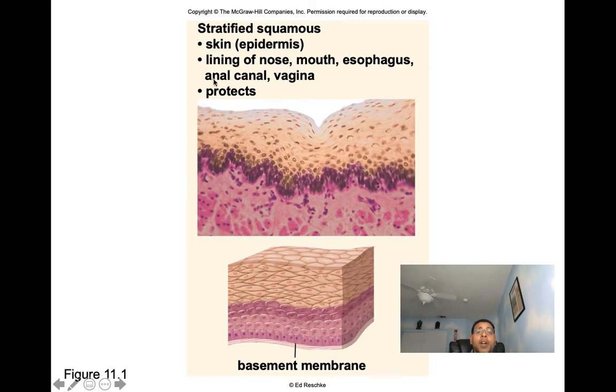And when you talk functions, it's also going to be found lining our nose, mouth, esophagus, the anal canal, and the vagina. The reason why is because, as we can see, it protects.